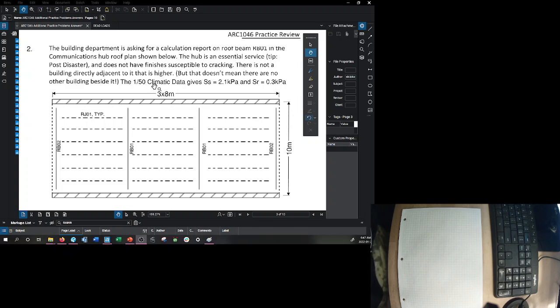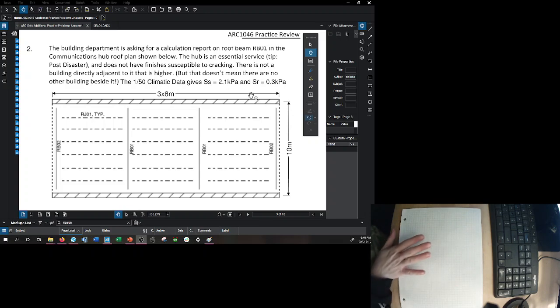The 1 in 50 year climatic data gives SS as 2.1 and SR as 0.3 kPa. So they've gone and looked up this information for us. Normally, we'd have to know where this building is, and we'd go to our data sheets for climatic data and look up what SS and SR is so that we could find the design snow load that we would use.